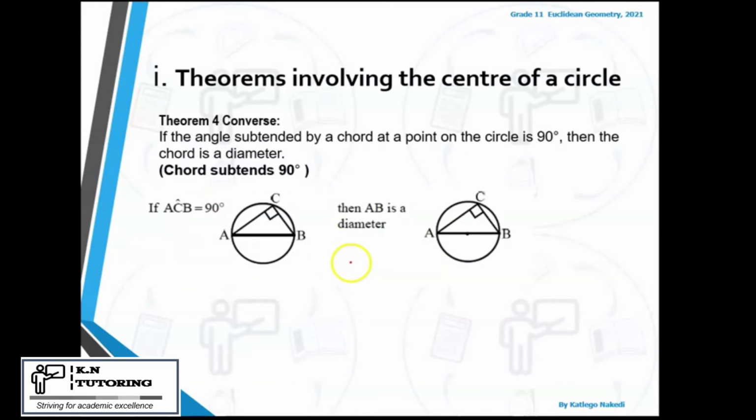Lastly, the converse. If the angle subtended by a chord on the circle is 90, then the chord is a diameter. Converse is reverse. We are going backwards. So now, if this is 90 degrees, there's no other way. This must be a diameter. That is the reverse. That is what this theorem is saying. And we summarize this by saying chord subtends 90-degree angle.